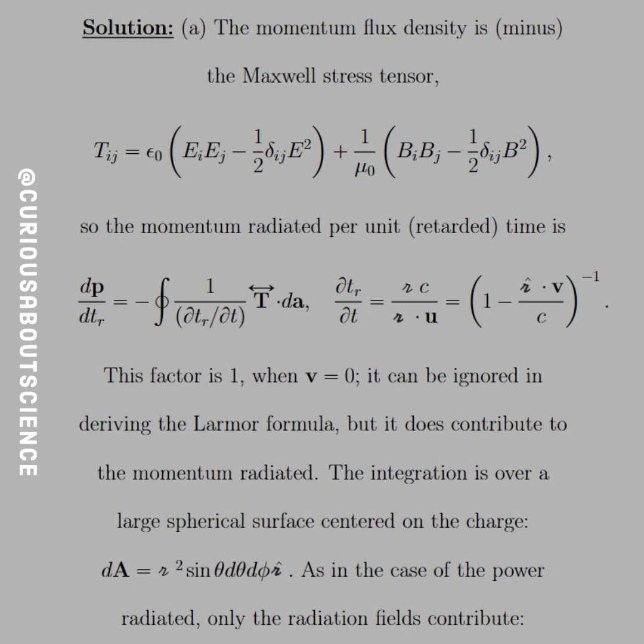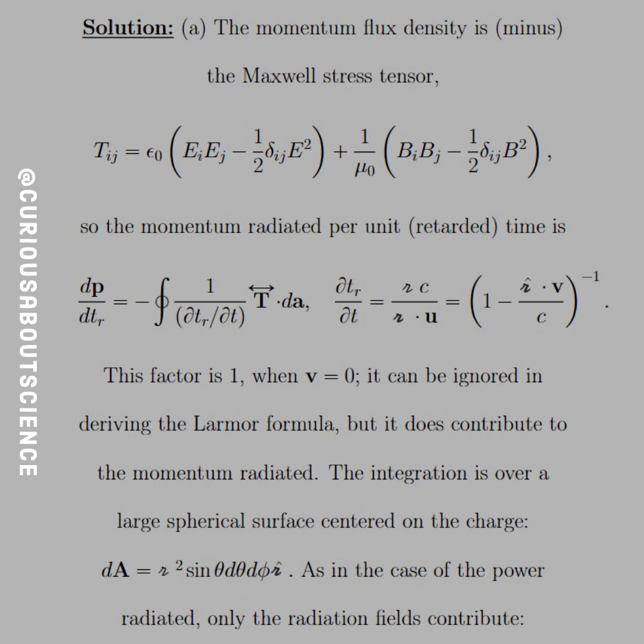Okay. And so here, if we factor a c out, we can rewrite it as such when we put the u in and then invert it. That's what we're dealing with, and we want this because of the forms that we have in section 11.2. So this factor is 1 when v is 0, and it can be ignored in deriving the Larmor formula, but it does contribute to the momentum radiated. So this is why it's important.